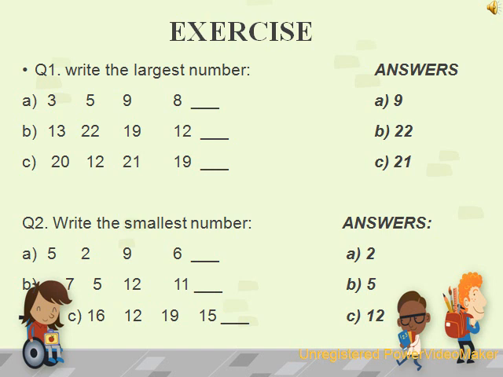B part. 13, 22, 19, 12. Which is the largest number, the biggest number? Yes, 22. I will leave the C part for you to decide. Answers are given.